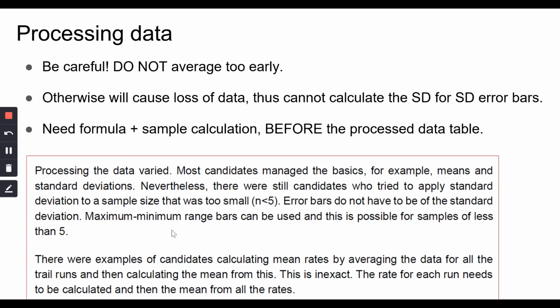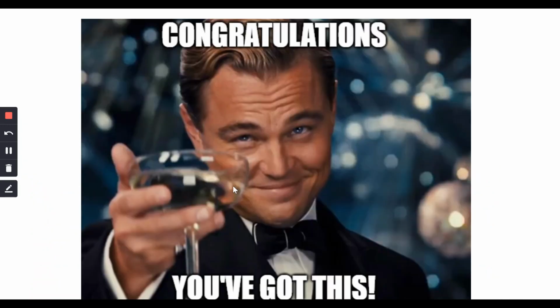Another common feedback from the examiner is that a lot of students mentioned the word rate in the RQ, the research question, but at the end of the report, they did not calculate it. That is incorrect, because you are not really doing what you set out to do. So if you have mentioned the word rate in your RQ, then in your process data, you should have calculated the rate. All right, next one.